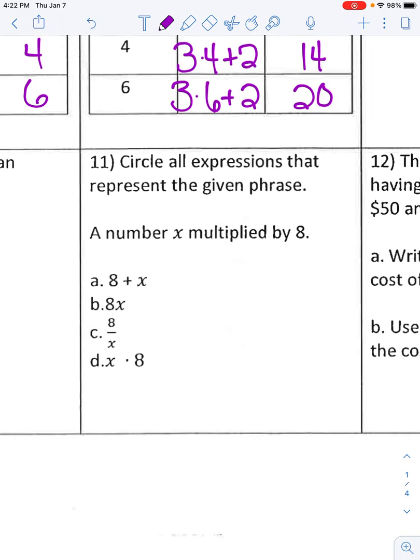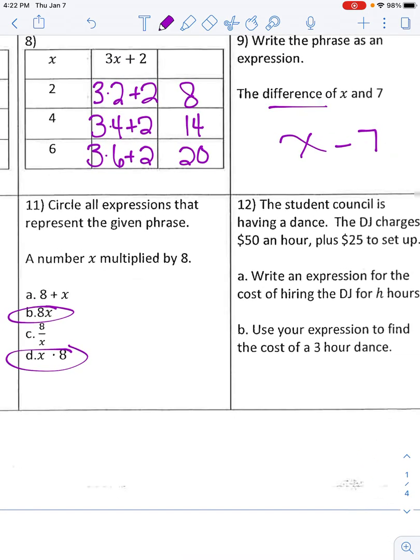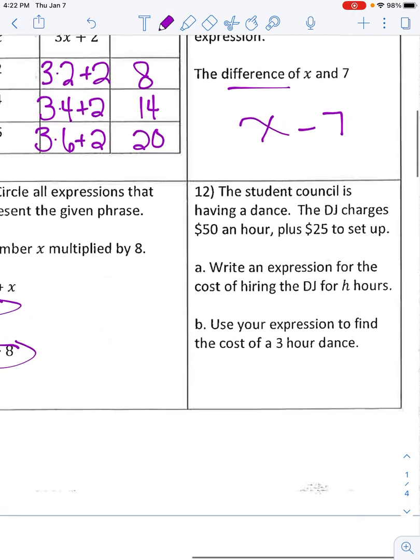Circle all expressions that represent the given phrase. A number x multiplied by 8. So we're multiplying 8 times x. This says 8 times x. This says 8 times x. Both of those would be correct. You should have circled both of them.